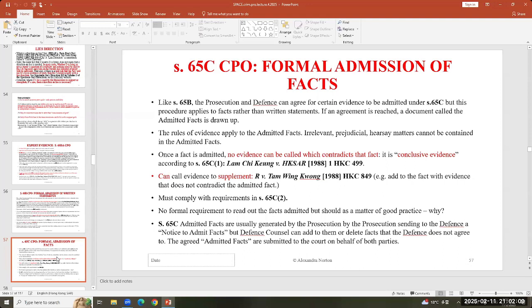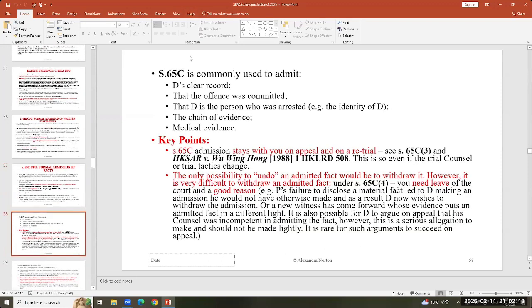So be very sure before you agree to admit a fact. And as defense counsel, if your client has a clear record, you absolutely want that put in the admitted facts. Why? Because we know good character goes to credibility and to propensity.